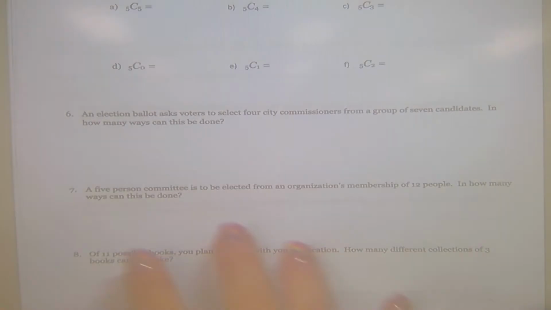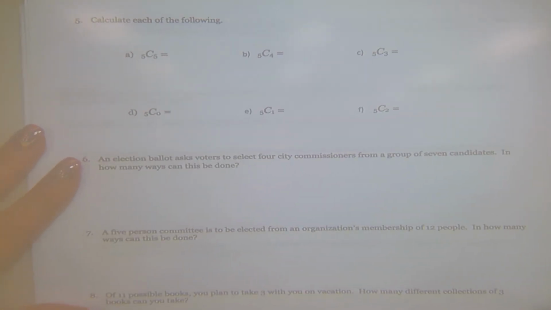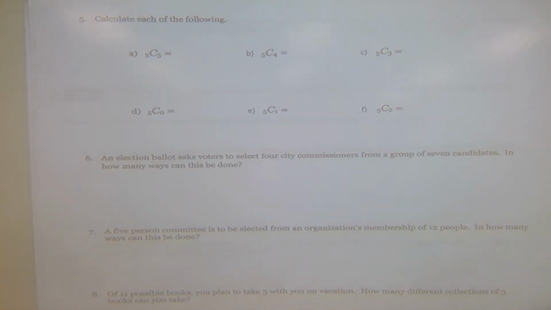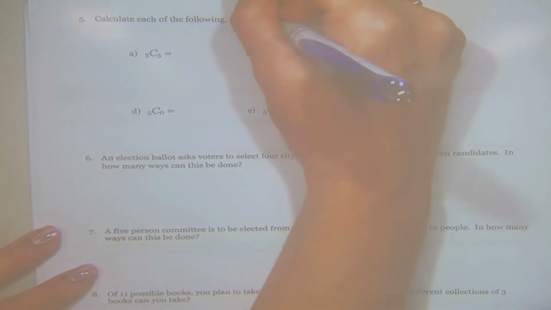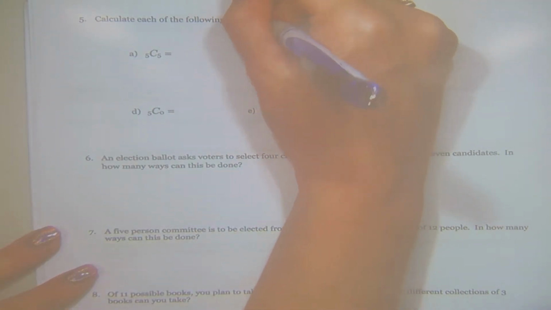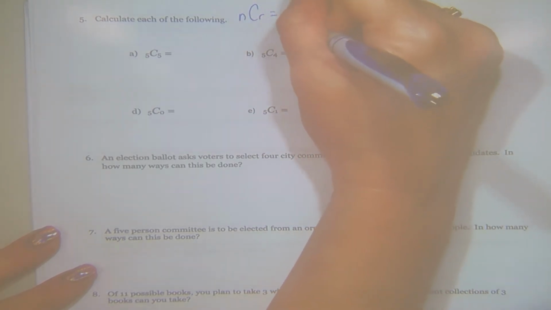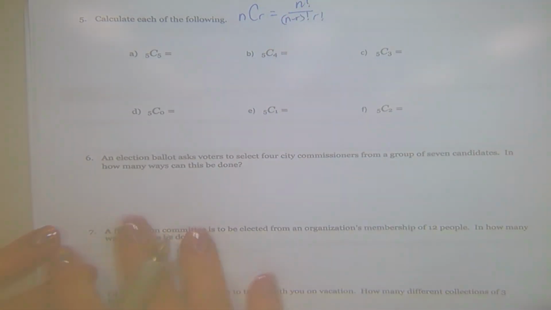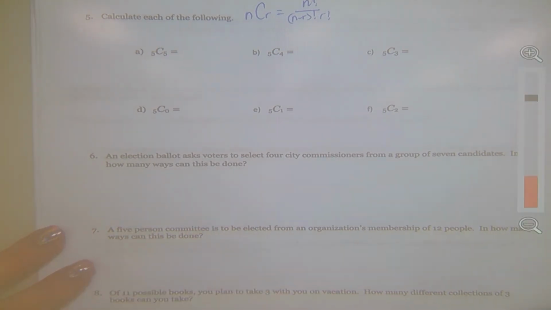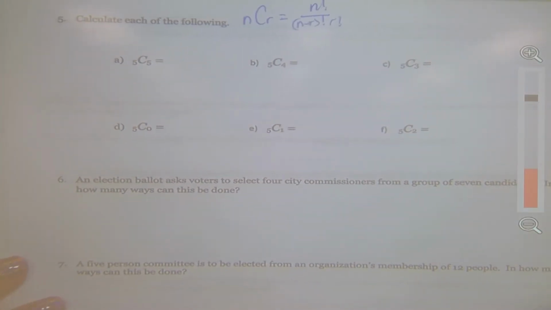We're going to look at some calculations here to see if we can notice some patterns. Now, according to our formula, and our formula, remember, for nCr is n factorial over n minus r factorial, r factorial. So that's what I'm going to go ahead and use for A through F on number 5.